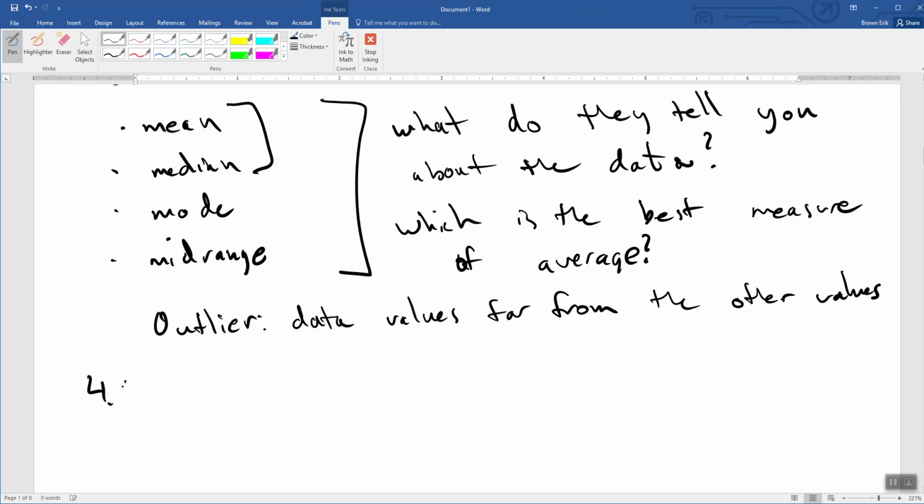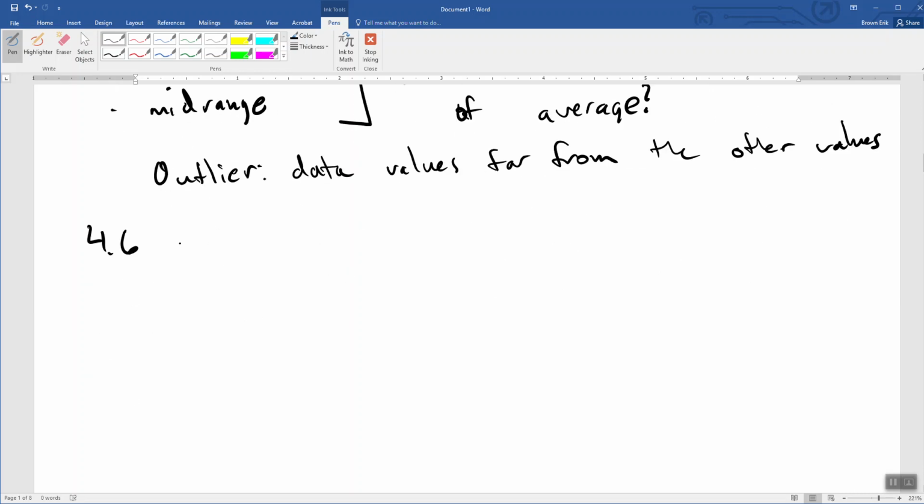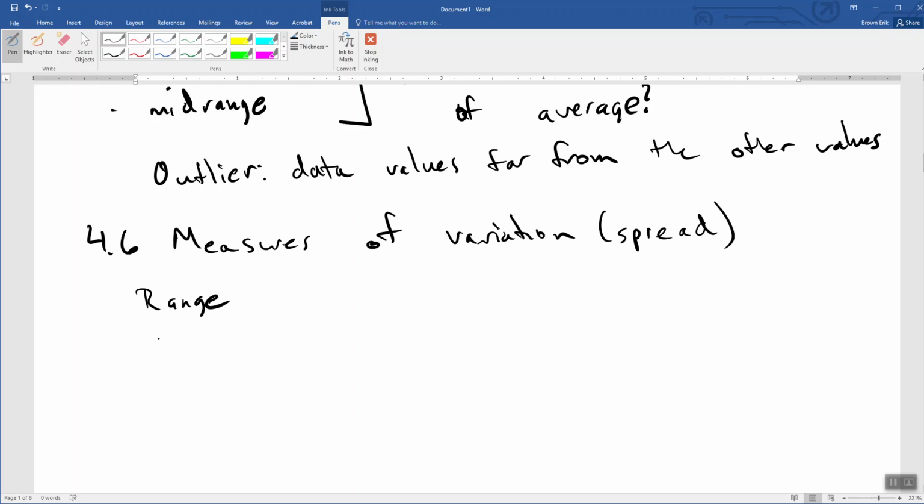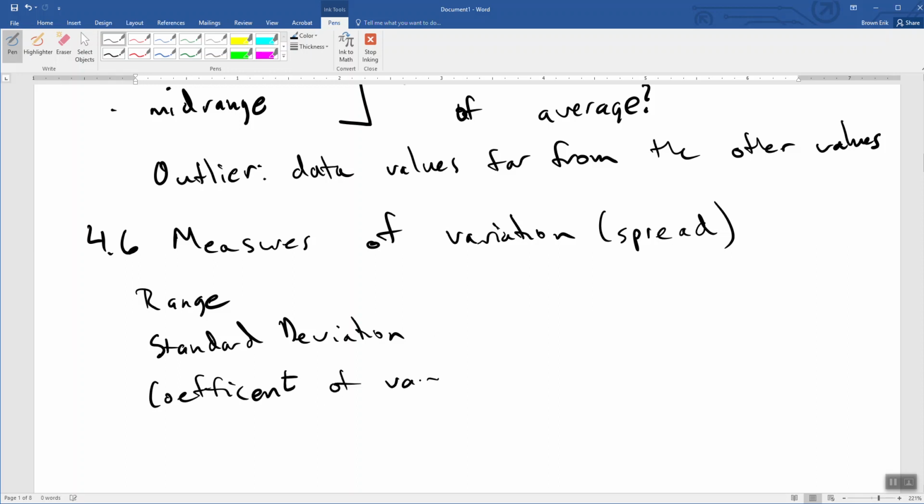4.6 then was measures of variation, also known as spread. For this course, we looked only at 3. So you need to know how to calculate the range, the standard deviation, and the coefficient of variation. Boy, I'm going to have to look up how to spell that coefficient. I always spell that one wrong, I feel like. And same questions as above: which is best? What did they tell you?